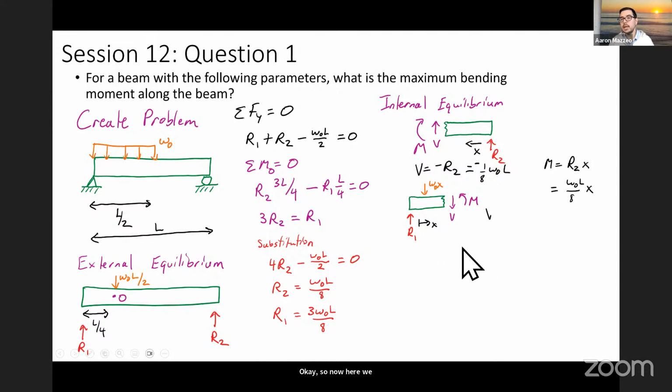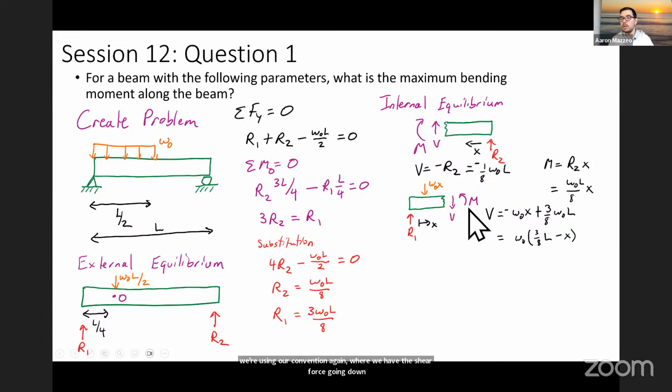Okay, so now here we go. We have an opportunity to calculate the internal shear force. We're using our convention again, where we have the shear force going down and a counterclockwise bending moment. Remember, we're going from the left side. And here we do have a distributed force acting.